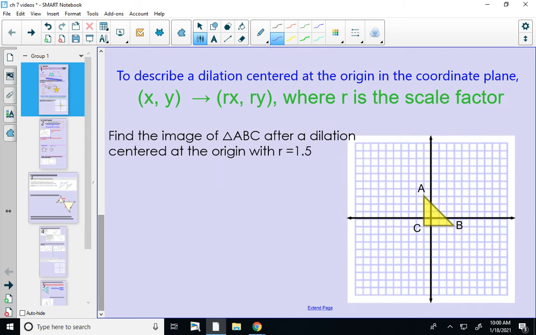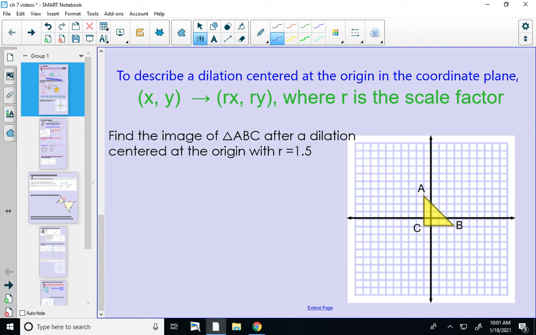All right, last problem we're going to do is a dilation on a coordinate plane. So we don't have to use a ruler for this one. We'll just use the boxes that are already on the grid. To describe a dilation centered at the origin in the coordinate plane, we're going to take the point x, y and move it to r times x, comma, r times y, where r is the scale factor.